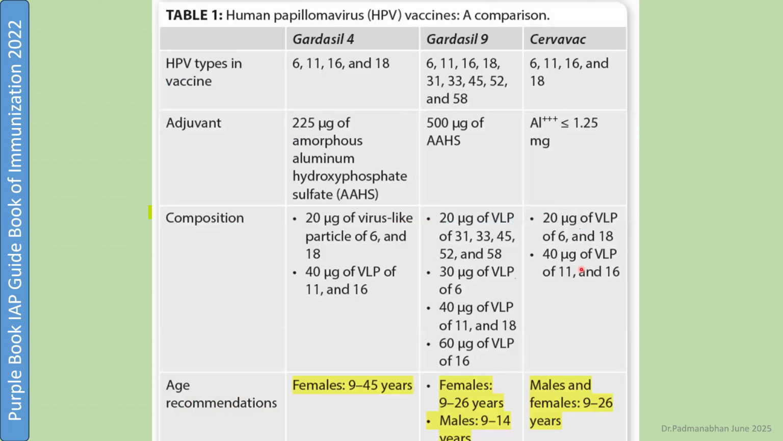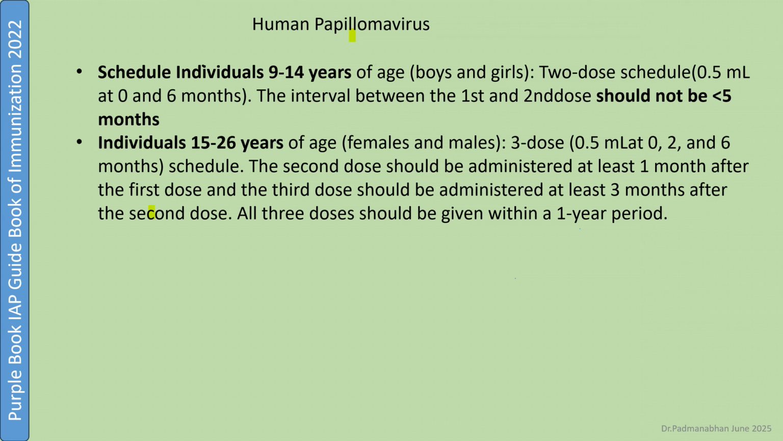And if you look, Cervarix had 2 strains, I think, and Gardasil had 4 strains only. Now we have the 4-strain Gardasil as well as Gardasil 9. The quadrivalent is given between 9 and 45 years, while the nonavalent is given between 9 and 26 years. This can be given to males also. Therefore, now the schedule of vaccine is 9 to 14 years, and the interval between the doses should not be less than 5 months. This is very important.